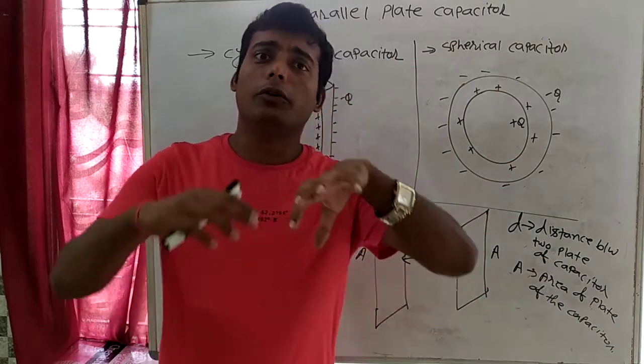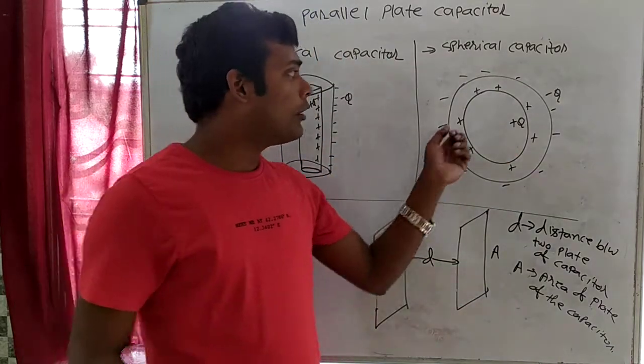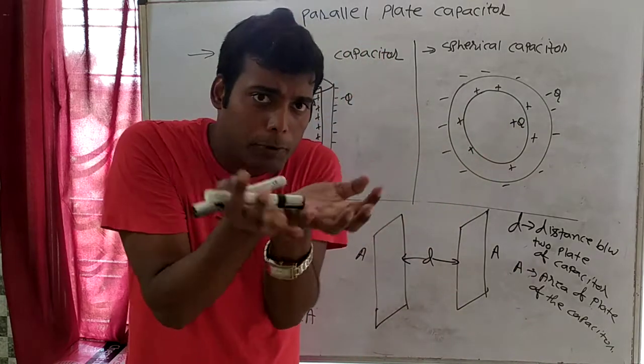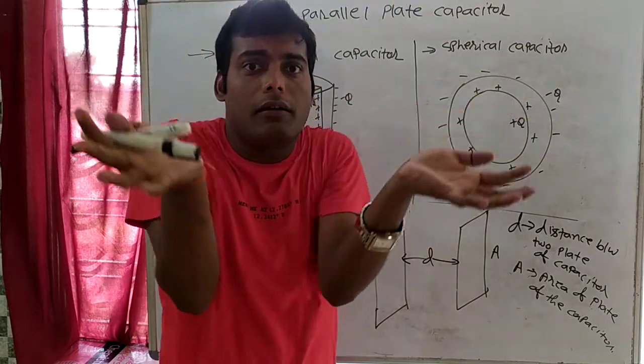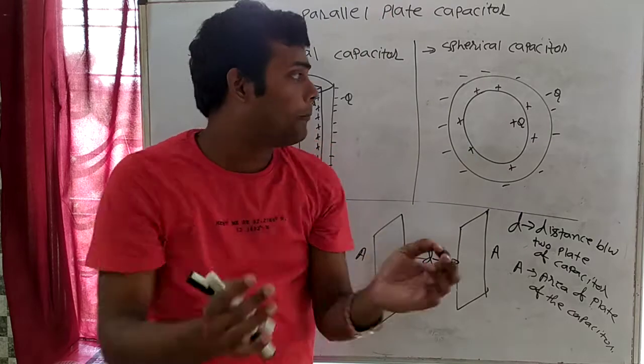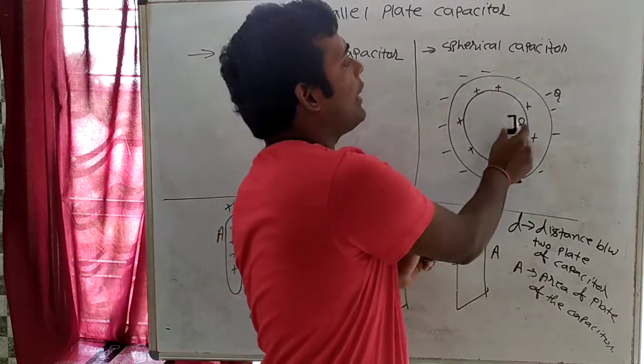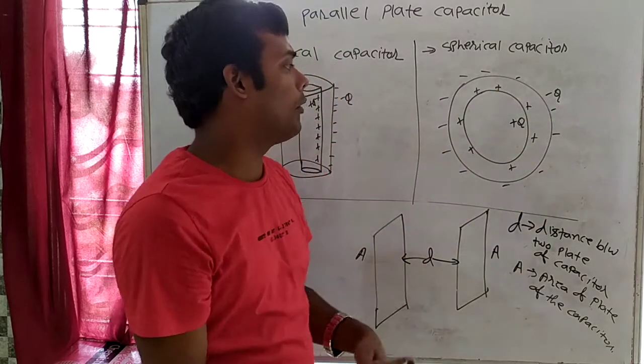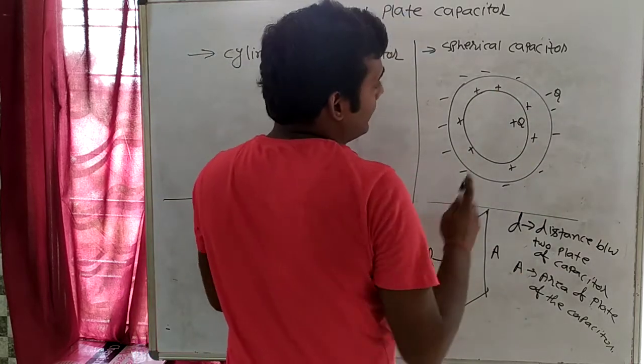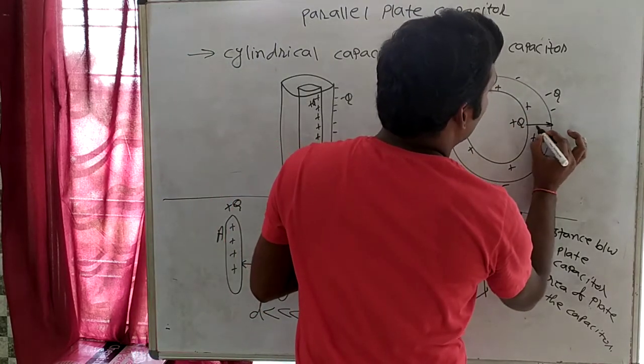This is known as spherical capacitor. Spherical capacitor means you can imagine a football. On the football there is one layer, and then a bigger radius, a second layer of football. This is known as a small d.